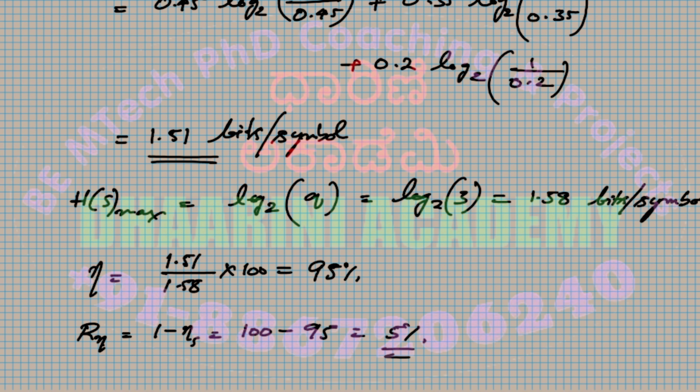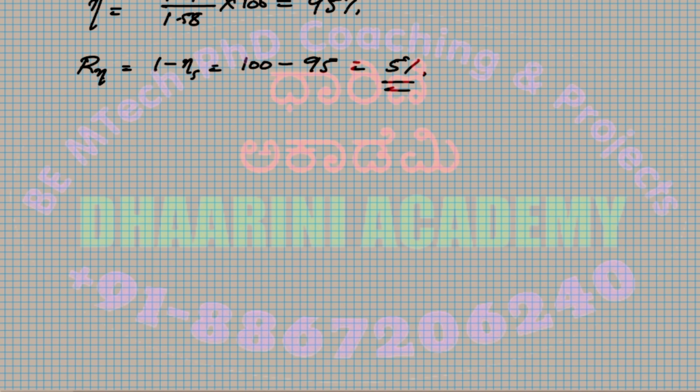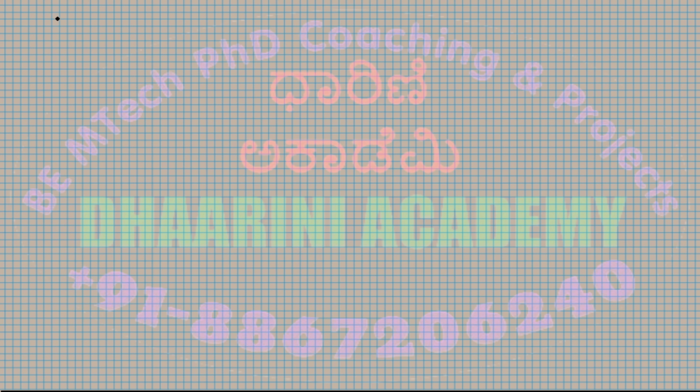Okay, normally this is one set of problem which we usually get to solve. The other type of problem we'll see later. Let's move further to the next topic itself. That is called extension of the zero memory source. In general we call it a source extension.